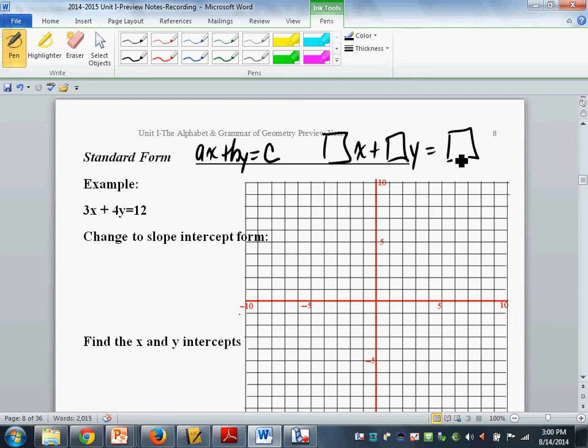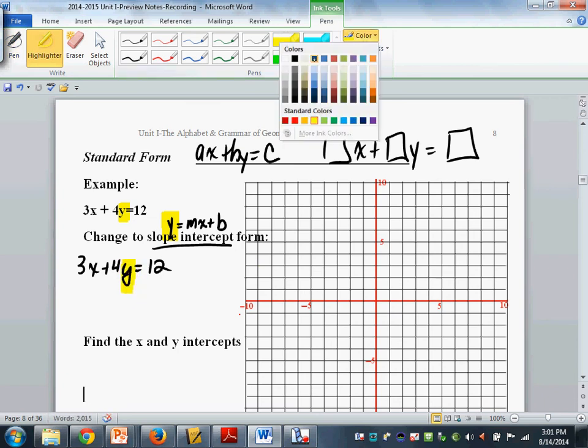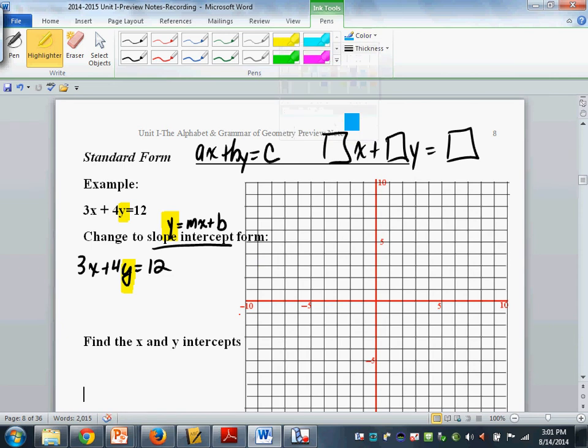The first method is to change everything to y equals mx plus b. That's the slope-intercept method. So write that equation, y equals mx plus b. Your goal here is to get y by itself. So rewrite your equation here, 3x plus 4y equals 12. Take a minute and just circle the y there or highlight it. Your goal is to get y all by itself. So first, we are going to minus 3x.